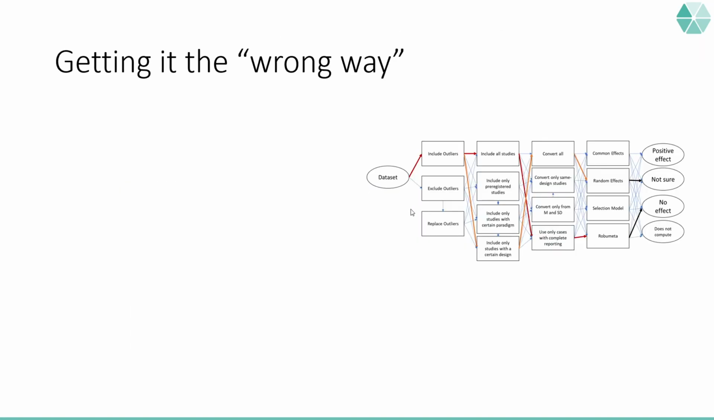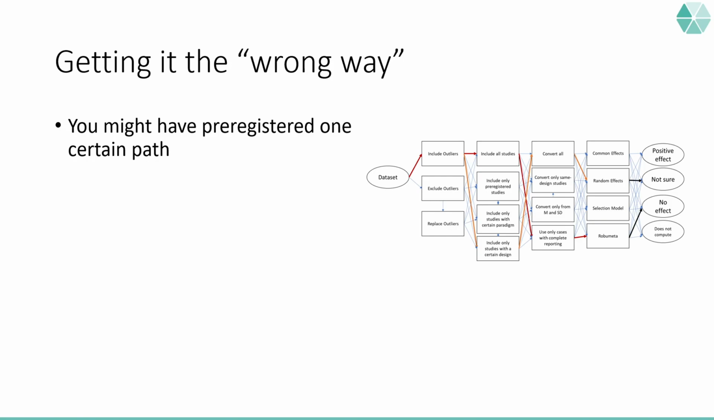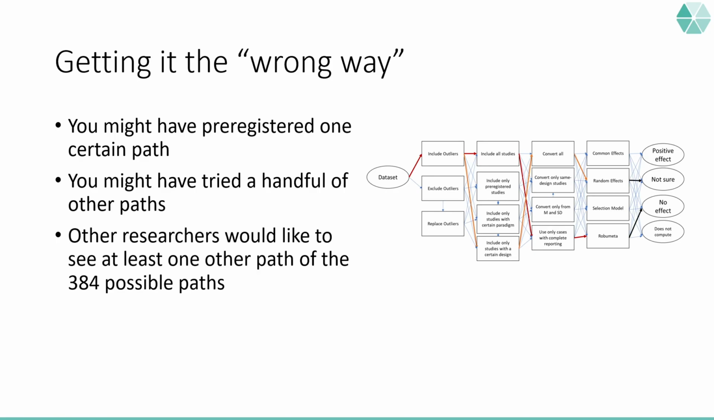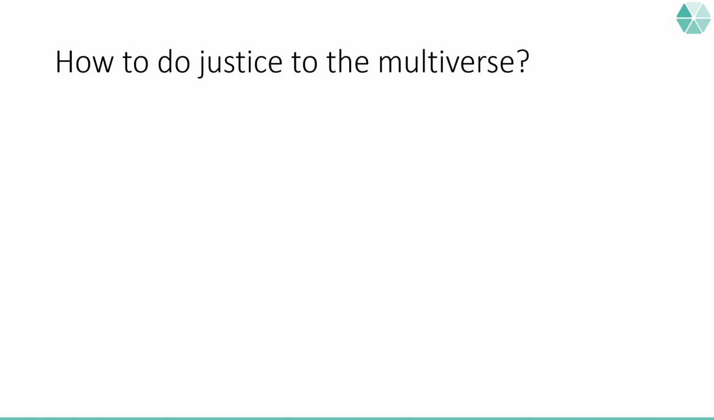In practice, researchers usually have one planned or even pre-registered path that they take, and then they add a few more analyses such as robustness checks or some analysis for exploratory purposes. But still, according to other researchers or reviewers, there is often a path missing. So, how can we do justice to the large number of equally justified but different paths?